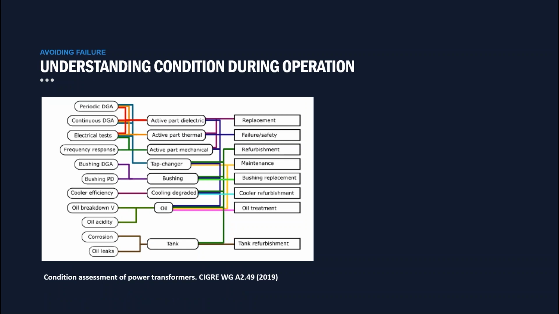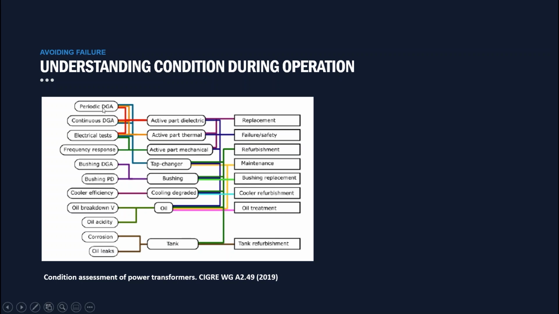So how do we understand the condition of a transformer during operation? The more information we have about condition, the more opportunities we have to intervene to avoid failures and extend life. We can do lots of different types of inspection and tests on a transformer to help us understand condition. This diagram was taken from a technical brochure published by CIGRE in 2019 called Condition Assessment of Power Transformers. You can spend a lot of time here. I'll just quickly go through it.